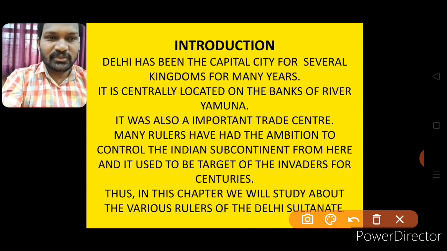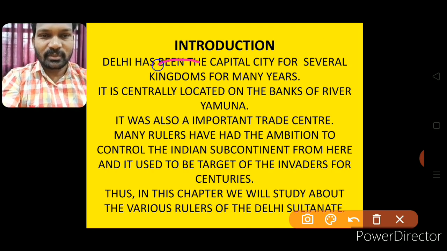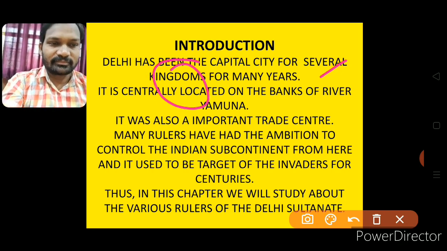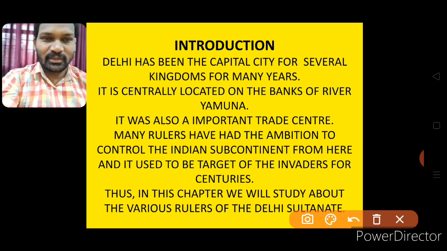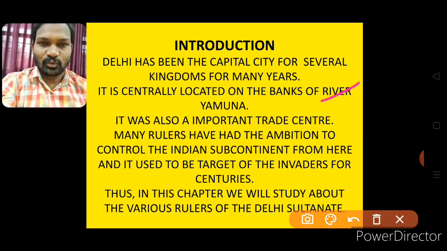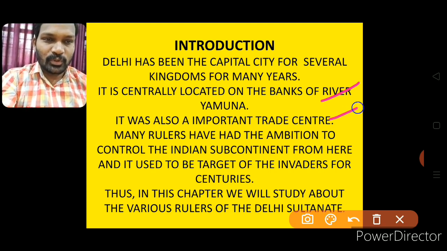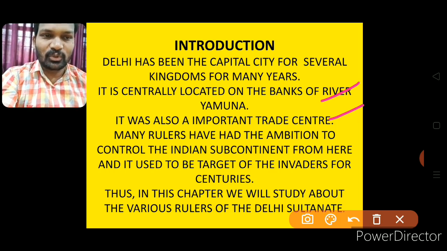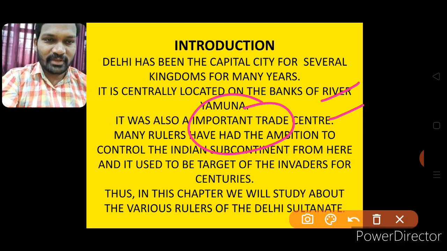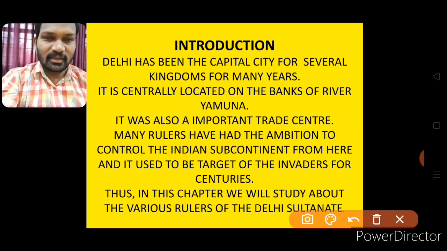Introduction. Delhi has been the capital city for several kingdoms. For many years, several kingdoms used Delhi as a capital city. The second point says it is centrally located on the banks of river Yamuna. All of us know that. It was also an important trade center for all the rulers. Whoever invaded India came to Delhi. Whoever became the ruler of India stayed in Delhi and started ruling, and that is how the trade center began.